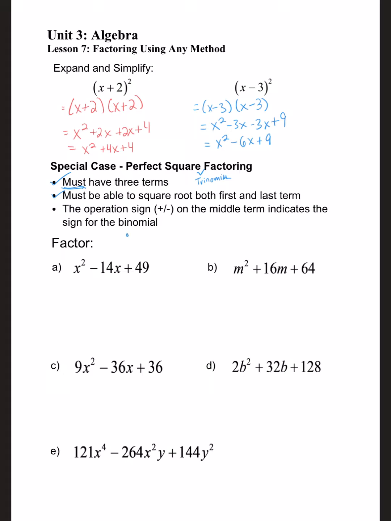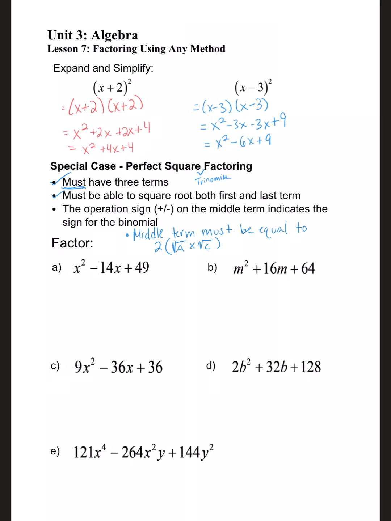I want to add a fourth bullet, okay? So the middle term must be equal to whatever we find the square root of a to be and the square root of c to be. When we multiply those together and times that by 2, the middle term must equal whatever that number is. So let's give it a try with this first one, and we'll walk through some of those bullets together.